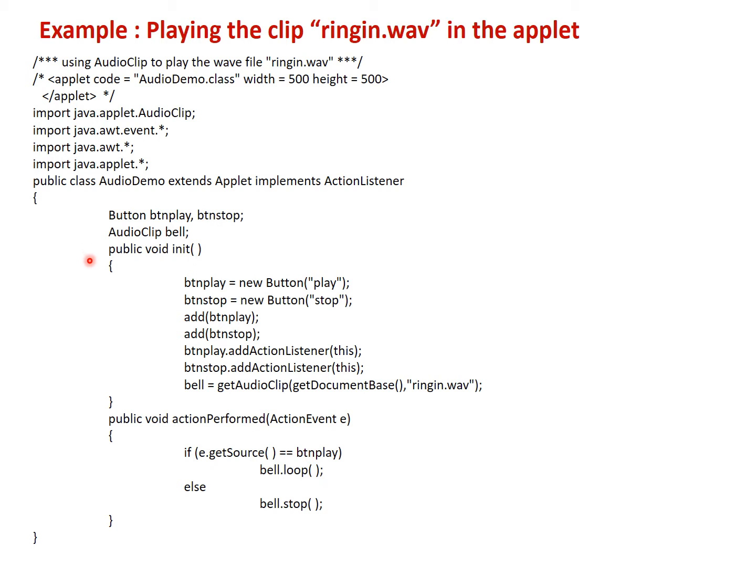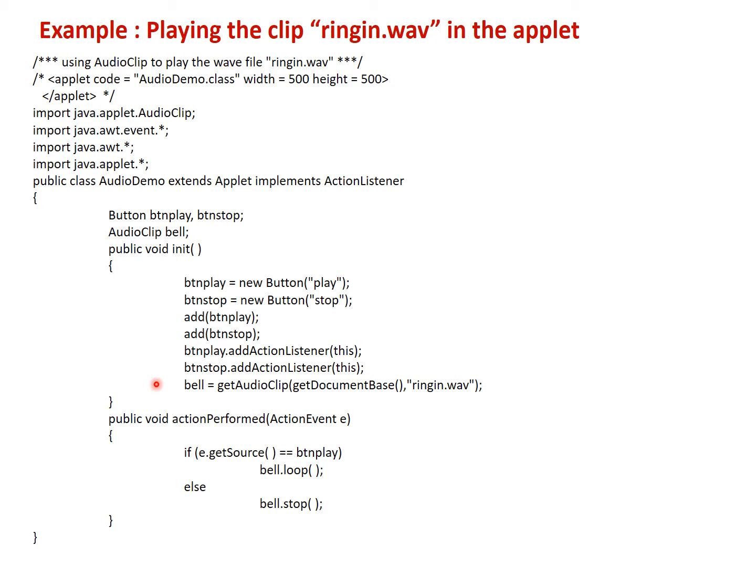In the initialization code we write buttonPlay is equal to new Button, within brackets the caption or the label is "Play". Similarly, buttonStop is equal to new Button("Stop"). Then we add these two buttons on the applet. After this we add the action listeners for these two buttons, that is buttonPlay.addActionListener(this) and similarly buttonStop.addActionListener(this). Then bell is equal to getAudioClip(getDocumentBase(), "ringin.wav").